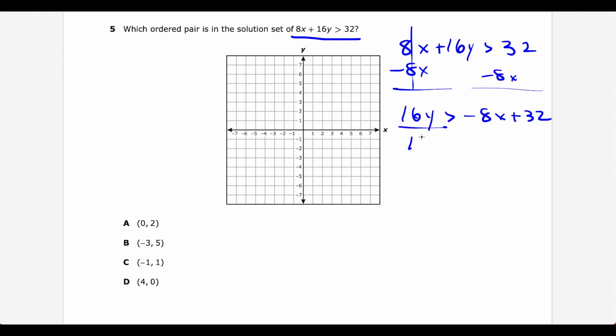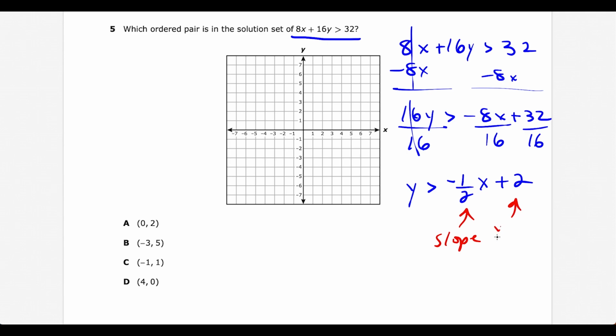And to isolate y, we're going to divide everything by 16. So when we get here, we're going to have y is greater than, this works out to -1/2 x, and then plus 2 like this. So then what we could do is we could find here, this is our slope, and this is our y-intercept. We could go ahead and graph this inequality. So we're starting at 0, 2.